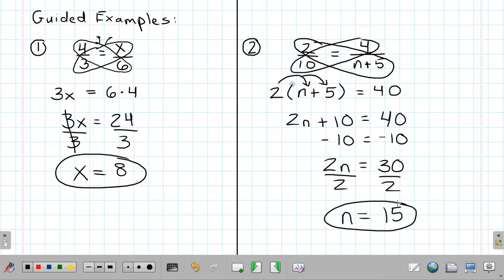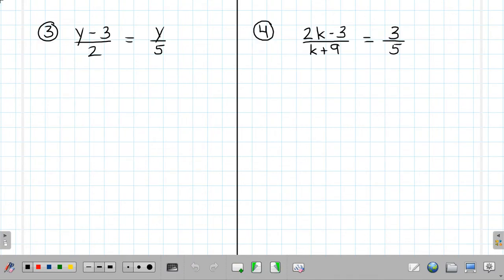So in that case, we get n is equal to 15. Okay. And just like any equation, you can plug this back in. So 2 divided by 10, that should be the same as 4 divided by 15 plus 5. So that'd be 20. And if you plug those into a calculator, 2 divided by 10 is 0.2. 4 divided by 20 is also 0.2. Okay. So you have equal sides here. And once again, that tells us n is equal to 15.